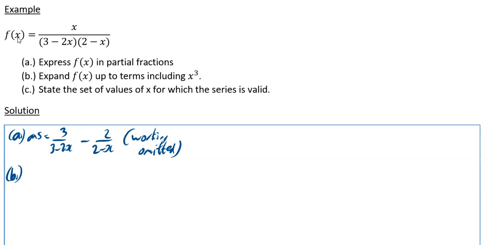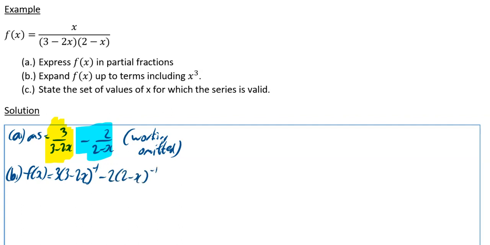Okay, part b says expand f of x up to terms including x cubed. So I'm just going to write my f of x this time is, and this first bit here, 3 over 3 minus 2x, we could write as 3 times 3 minus 2x to the power of minus 1. This second bit, and I'm highlighting the minus as well, we could write as minus 2 times 2 minus x to the minus 1.